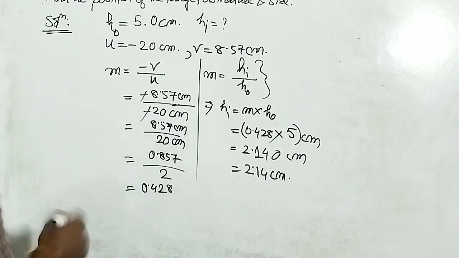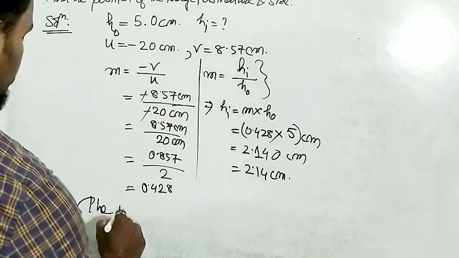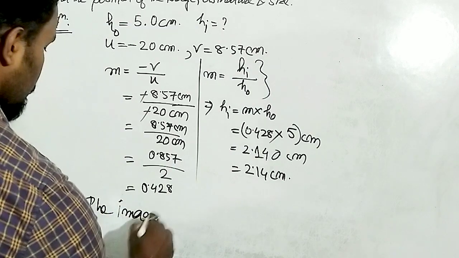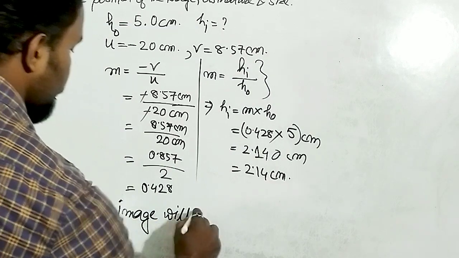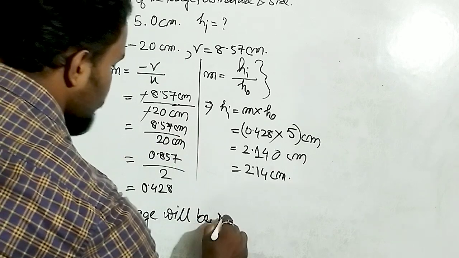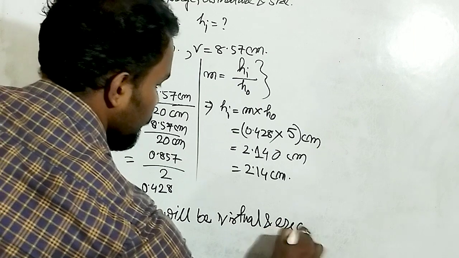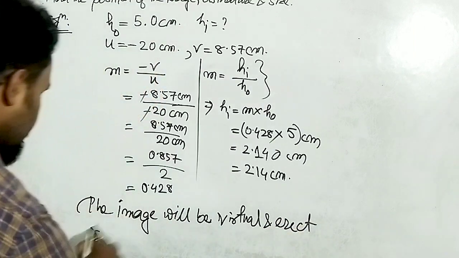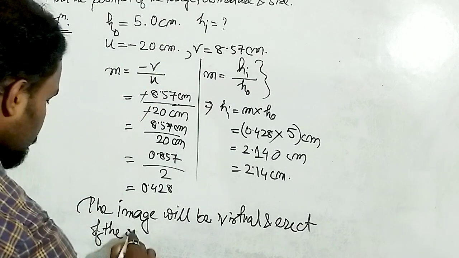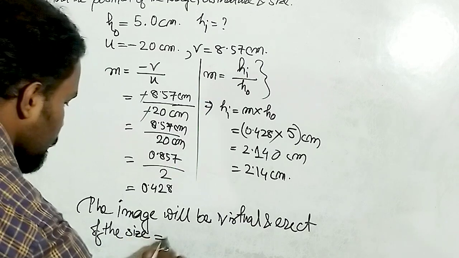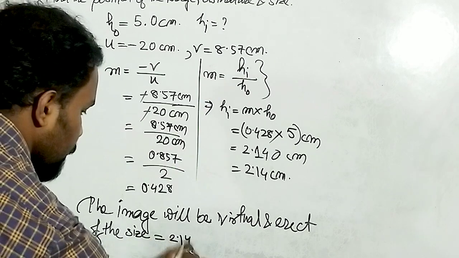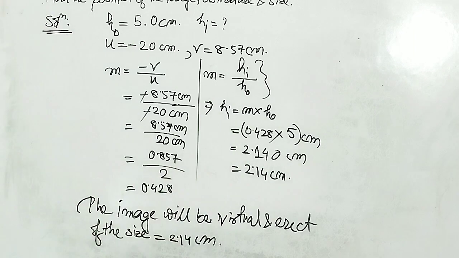So what we will write? The image will be virtual and erect, of the size, how much? 2.14 centimeter. Right? We got the nature, virtual and erect, and we got the size 2.14 centimeter.